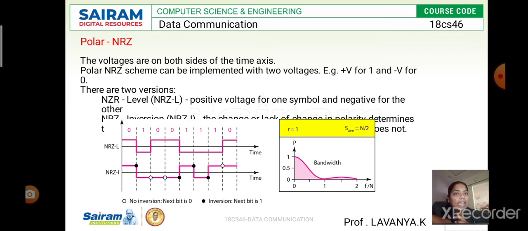But NRZ-I is the non-return to zero inversion technique. Here, it follows the previous bit's voltage. The previous bit is low, and it continues until the next bit is 1; it won't change the signal until then. So this is the exact method they use for the NRZ-I method.